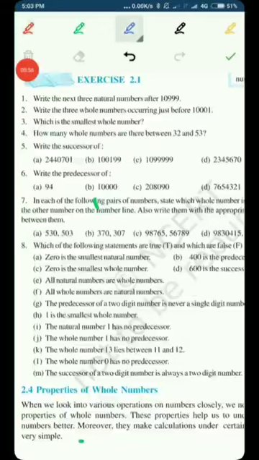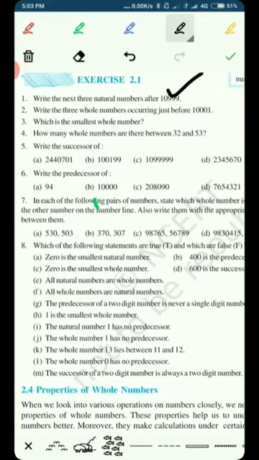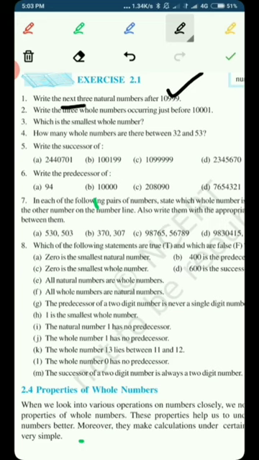So let's see the first question. The first question is, write the next 3 natural numbers after 10,999. This is the question. So in this question, there are 2 important points. First, they are asking about natural numbers, and the next important point is that they are asking for the next 3. How many? Next 3 natural numbers.